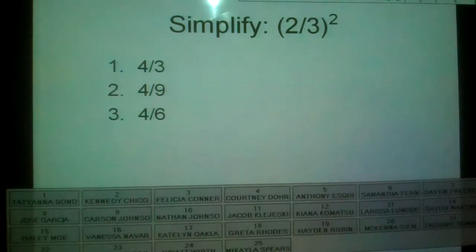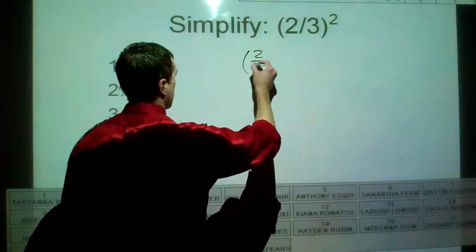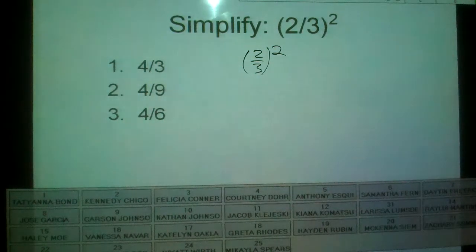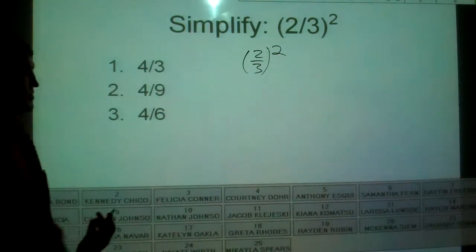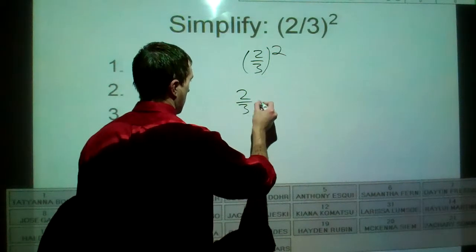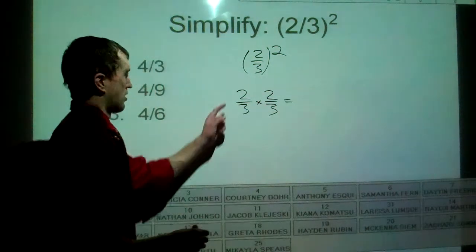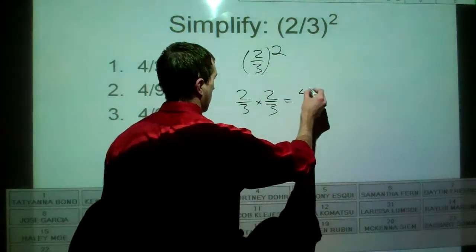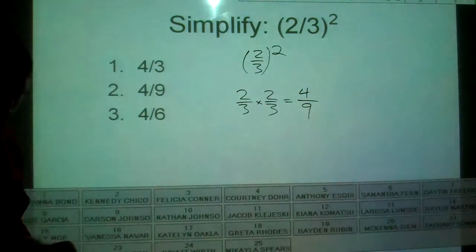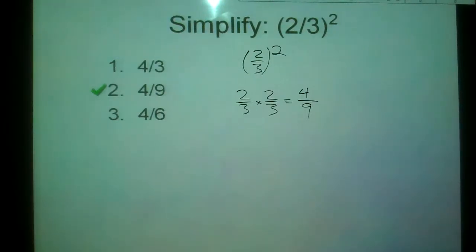Alright, now this one, this is 2/3 squared. What do we do there? Well, nothing changes with the fractions. This rule still applies. This means 2/3 times 2/3, which we know will be 2 times 2 is 4, 3 times 3 is 9. So we should be looking at 4/9 there, and we should be getting number 2, 4 over 9.